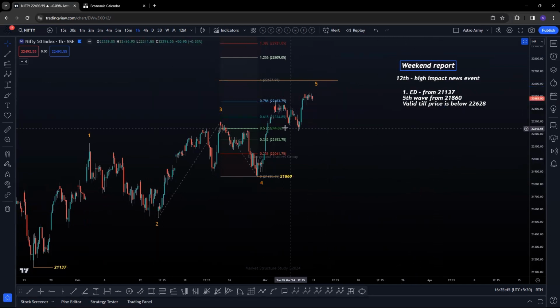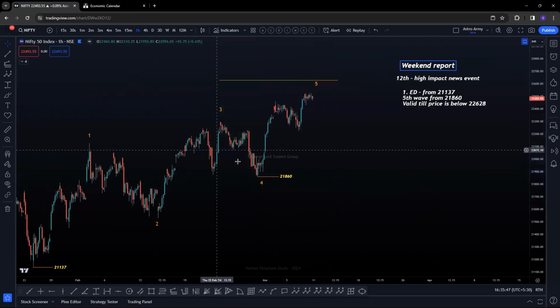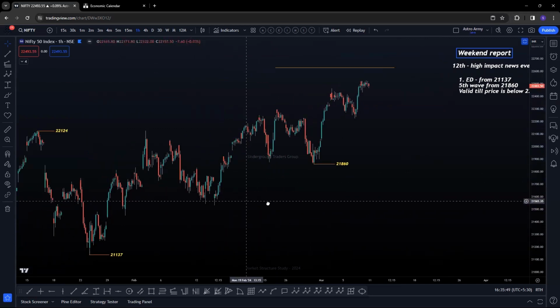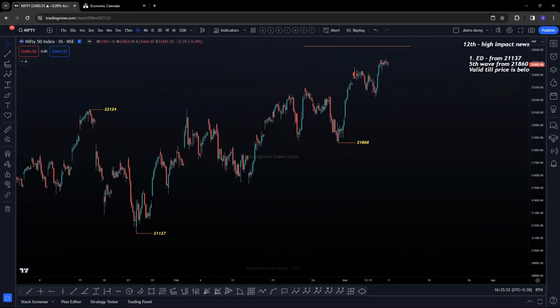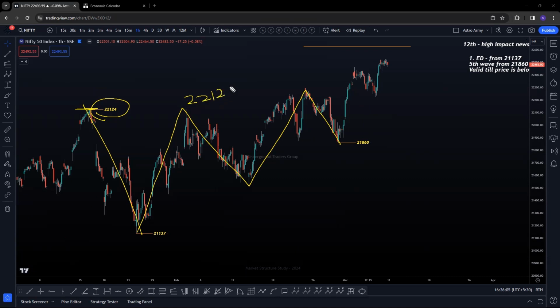Next, the second possibility. What is the second possibility? We discussed that it's possible we are seeing a very rare, very complex triangle pattern like this. Here the high is 22,124. Here the high is 22,126.